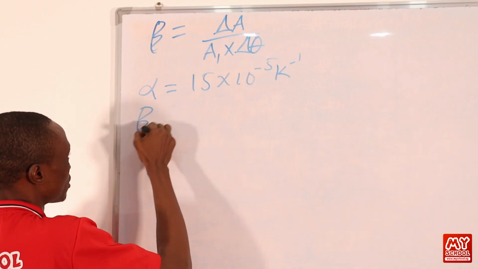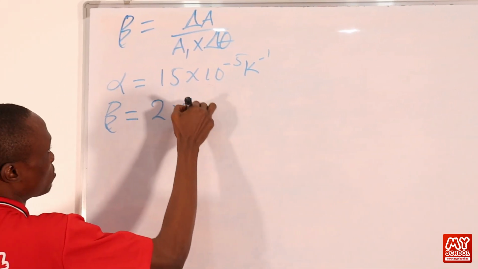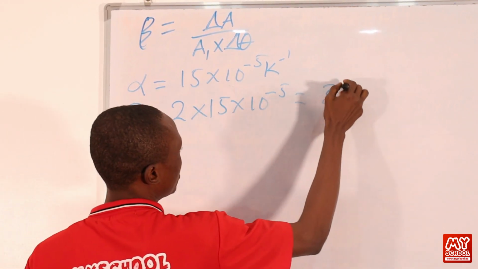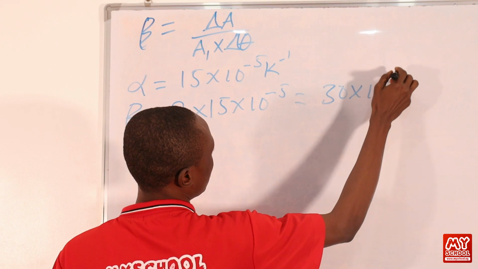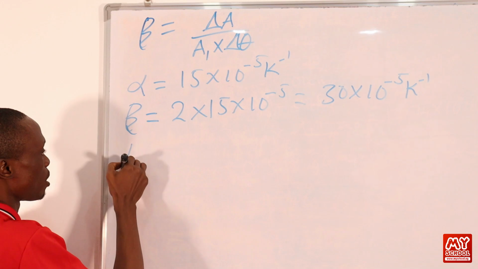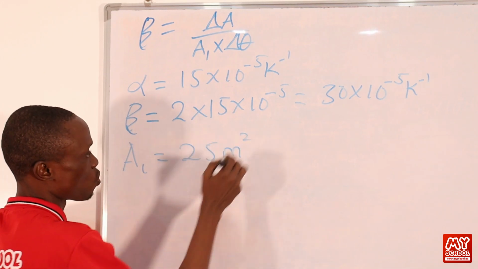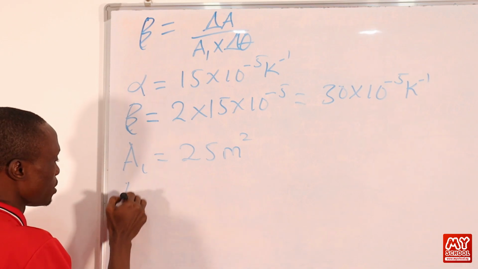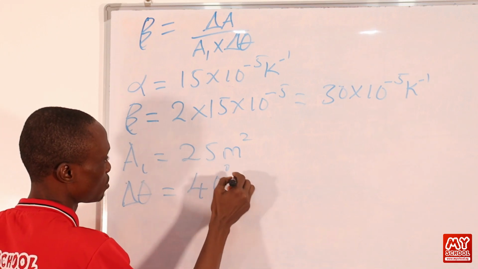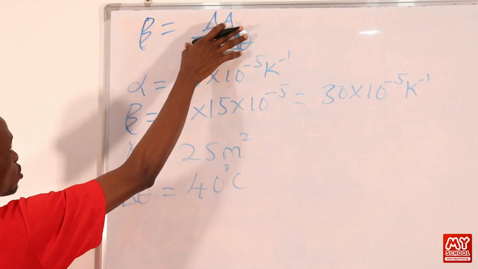So our beta in this case will be equal to 2 times the value of our linear expansivity, which is 15 times 10 raised to power minus 5. And this will be equal to 30 times 10 raised to power minus 5 per Kelvin. Now the original area was given to us to be 25 meter square, right? Then the temperature rise, which is the change in temperature, was given to us to be 40 degrees Celsius.